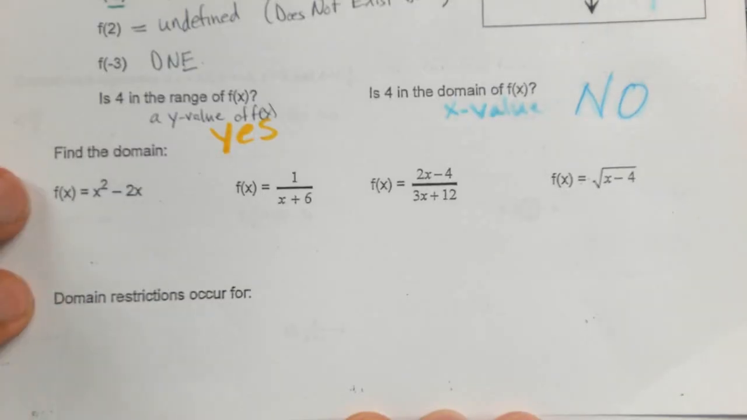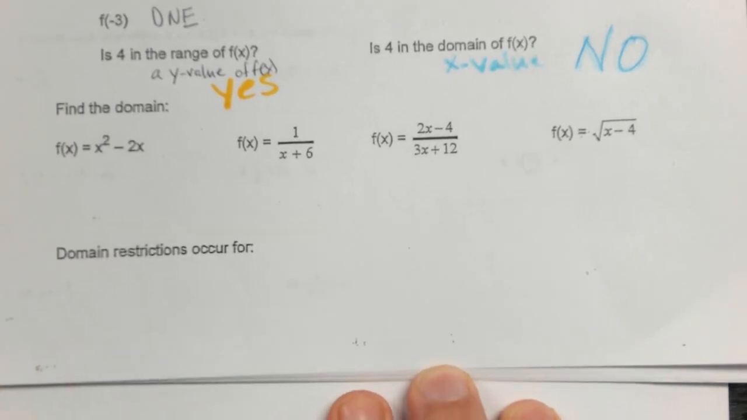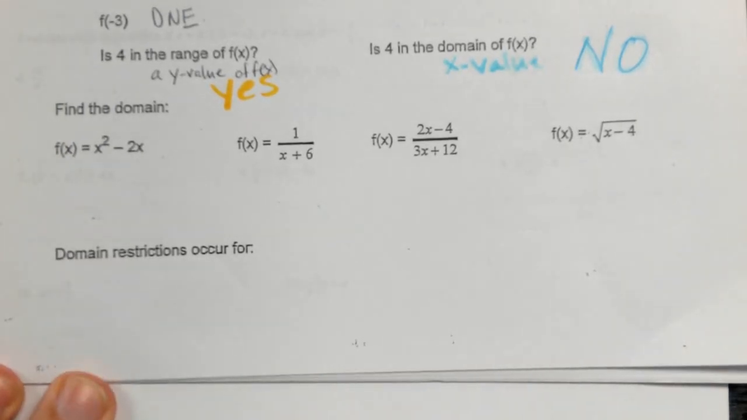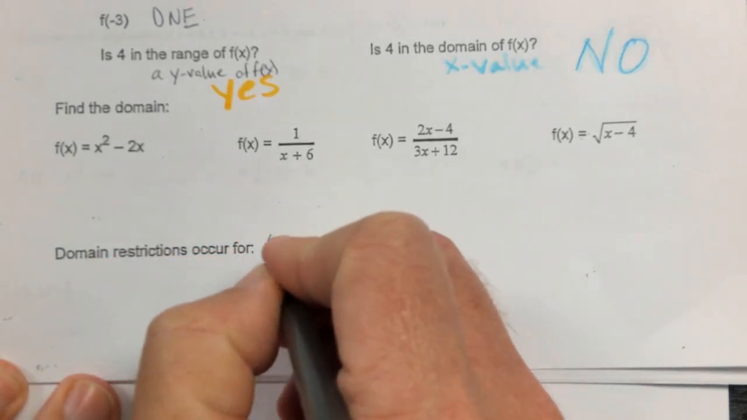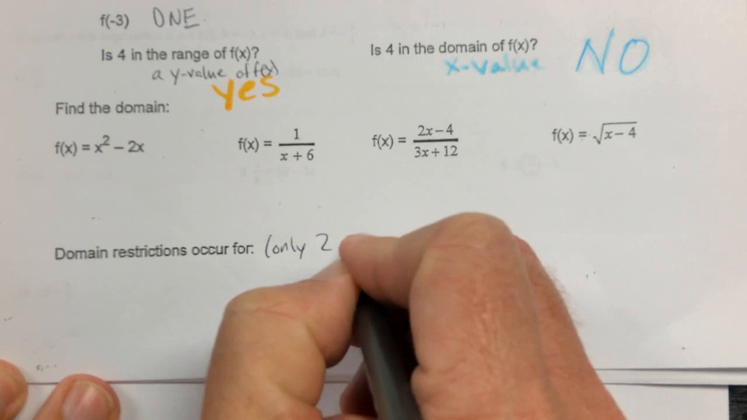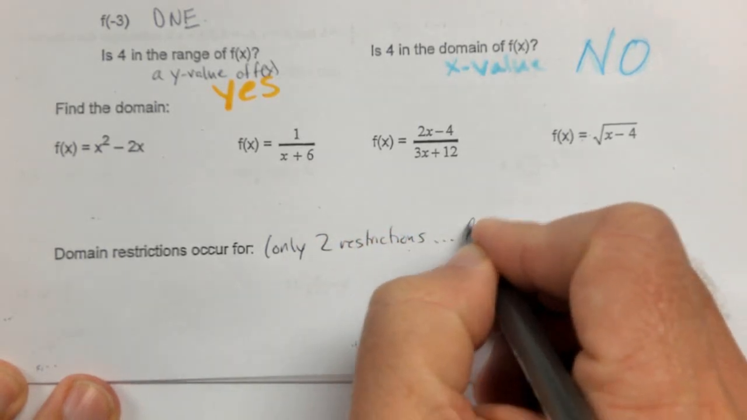Okay, the next 2 things I feel like are backwards, because how are you supposed to find the domain if you don't know the domain restrictions? So let's talk about the domain restrictions first. There's only 2 restrictions for now.